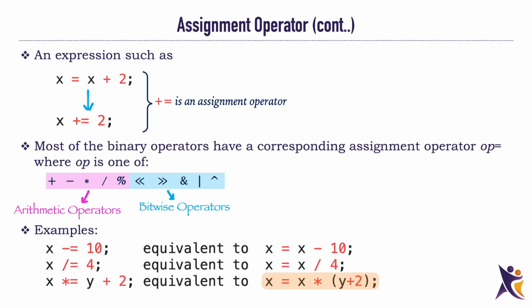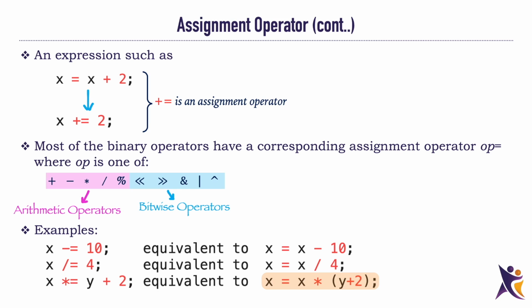For example, the expression x equal to x minus 10 can be written as x minus equal to 10, right? In the second example we can see that we have written x equal to x by 4 in shorthand notation like x slash equal to 4, right?